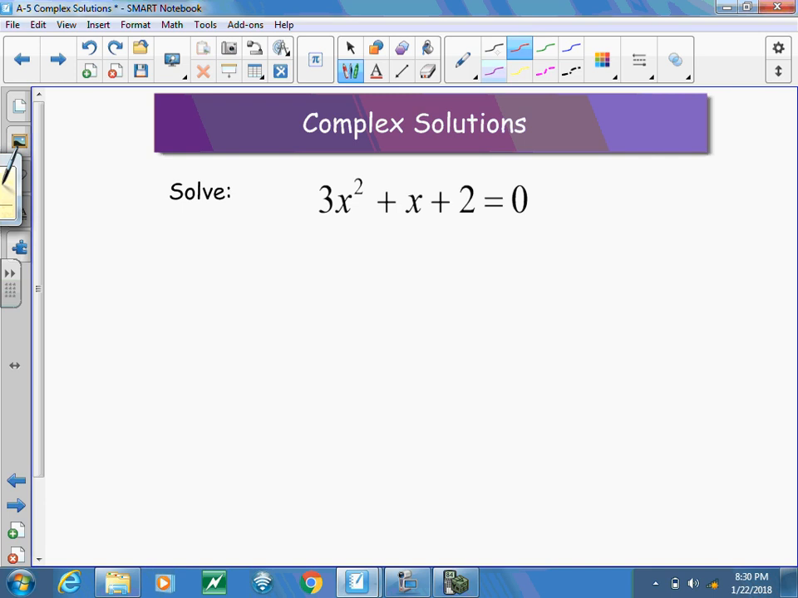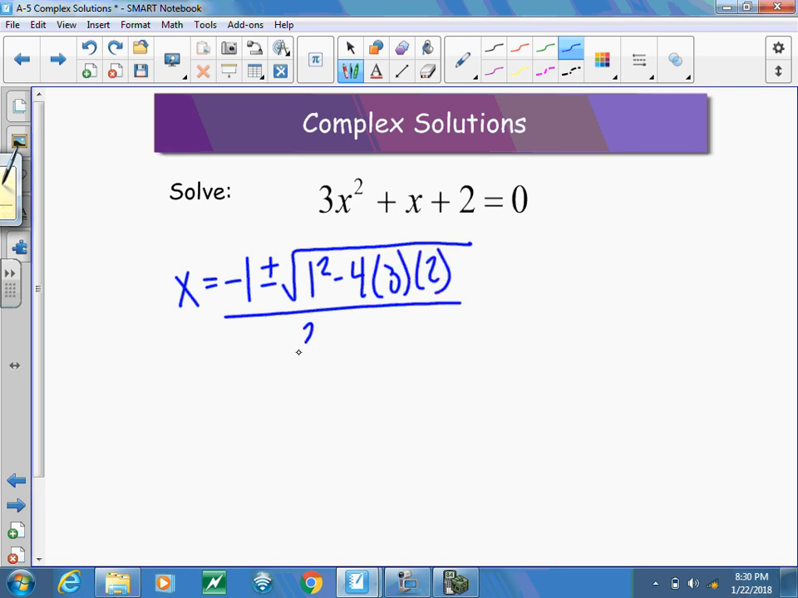So we do absolutely have to use our quadratic formula here, unless you did the completing the square and you know how to do that. But I'm going to use the quadratic formula. So x is equal to negative 1 plus or minus the square root of 1 squared minus 4 times 3 times 2, all over 2 times 3. Let's go to a 6.